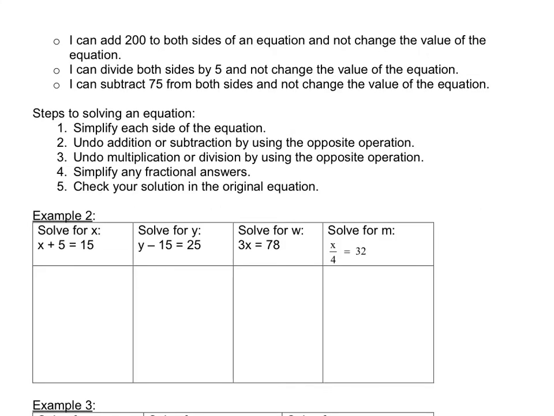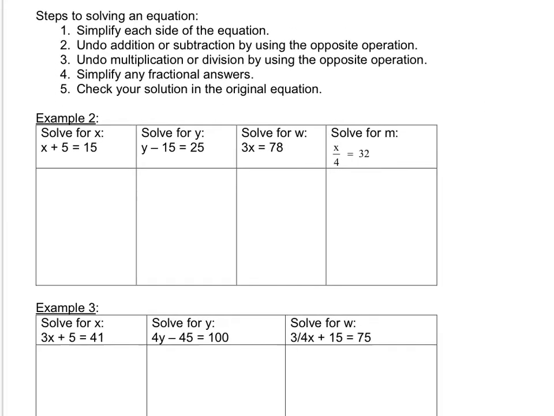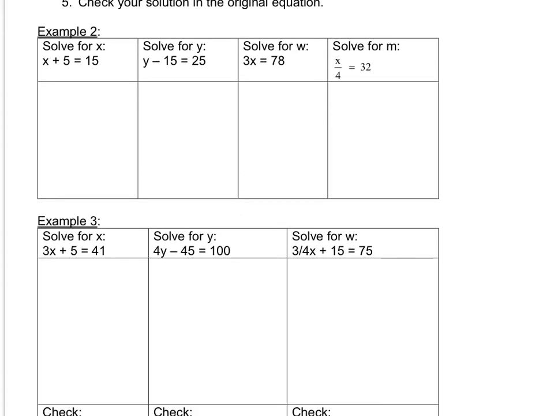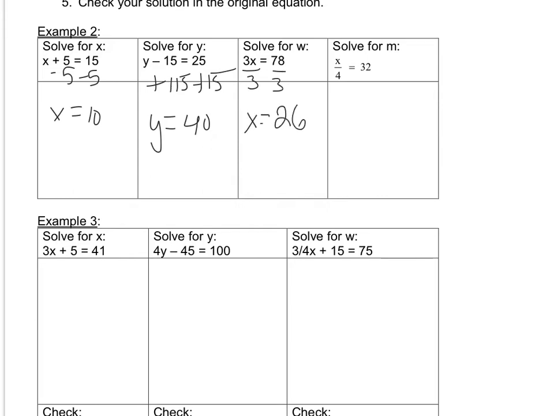So, solving equations. Quick review. Undo what's being done. Subtract the 5. x equals 10. Add the 15. y equals 40. Divide by 3. x equals 26. Multiply by 4. x equals 128. Hopefully this is an easy review, guys.